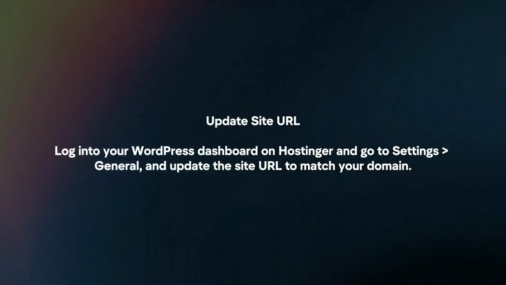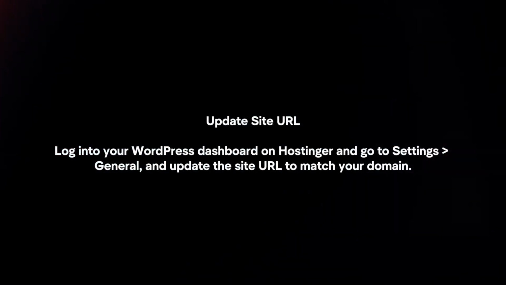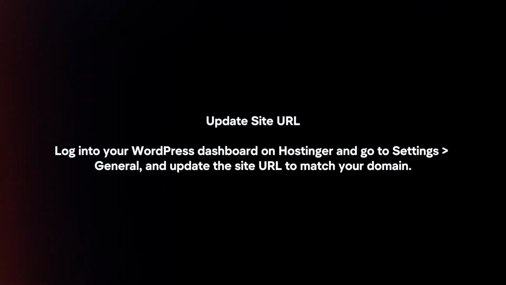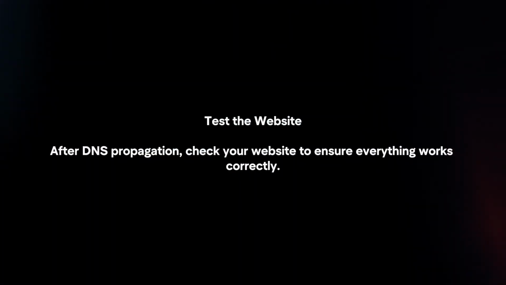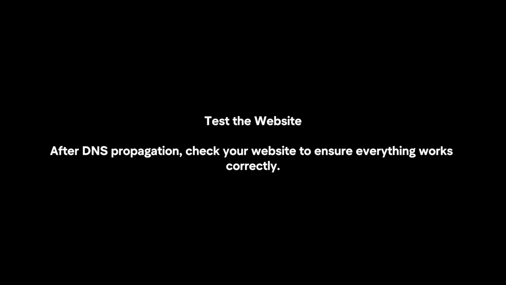Update site URL. Log into your WordPress dashboard on Hostinger and go to Settings, General, and update the site URL to match your domain. Test the website. After DNS propagation, check your website to ensure everything works correctly.